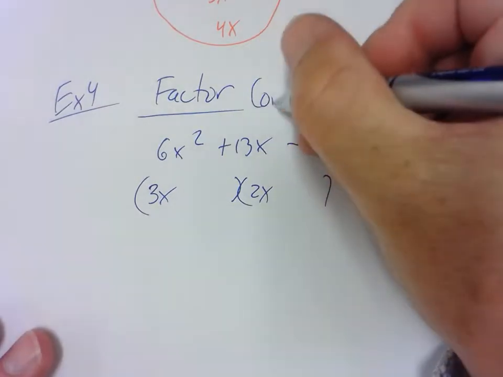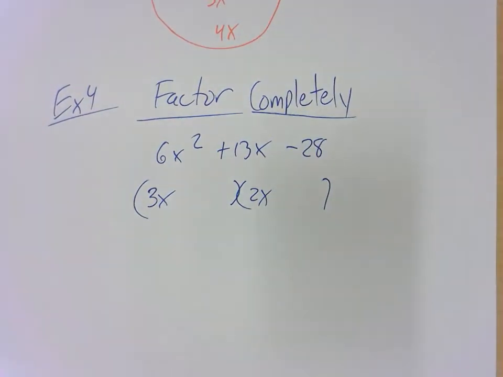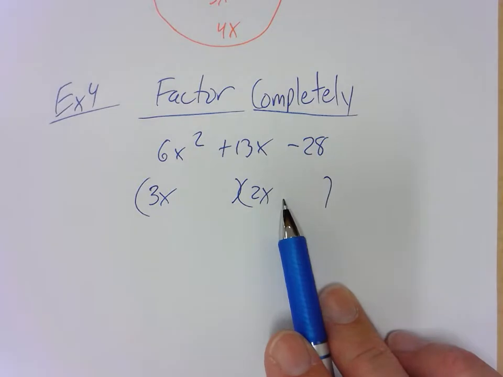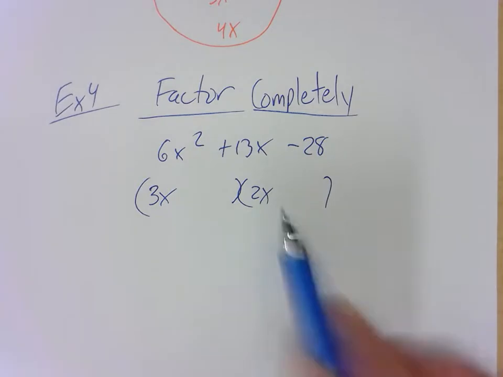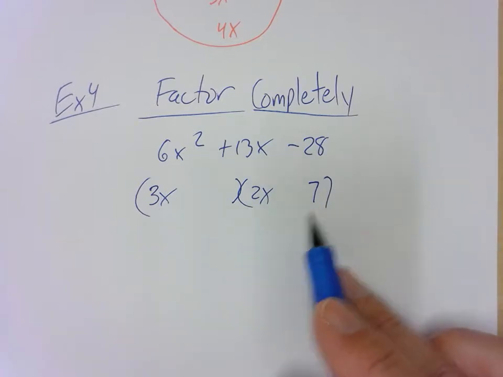Factor completely. So if you always factor completely, there's only one unique answer to these. Let's see. Now we have to have a negative back here, so it has to be plus and minus. Let's match up the 7. 7 times 4 makes 28. So that's 21. You see the 21 there?